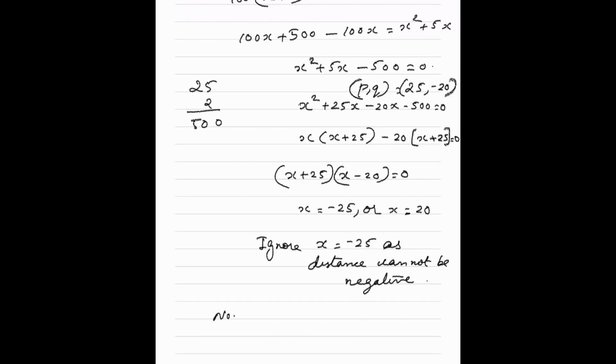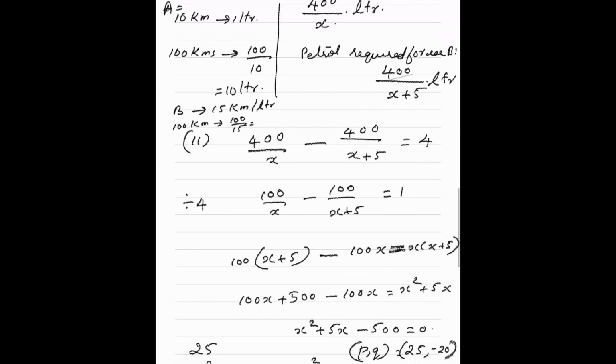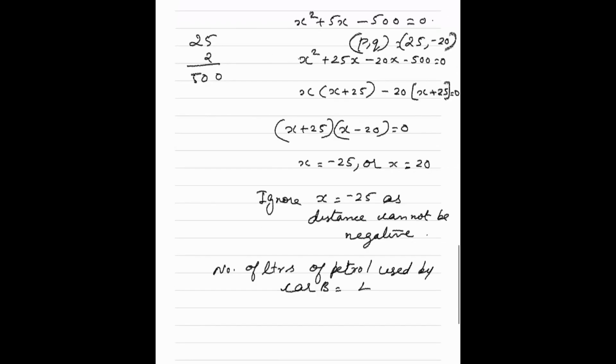The number of liters of petrol used by car B. We have already formed an equation, that was 400 divided by x plus 5. So write 400 divided by, x is 20. Okay. So 20 plus 5, which would be 400 by 25. So 400 by 25 will give you 16 liters. We can write x is equal to 20 here.